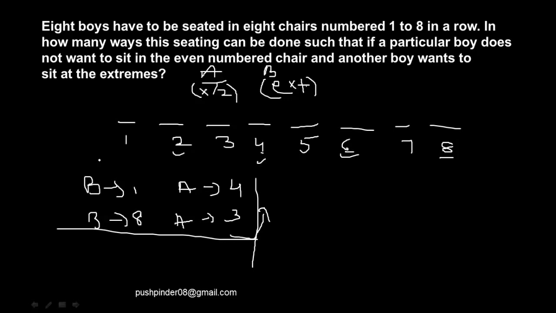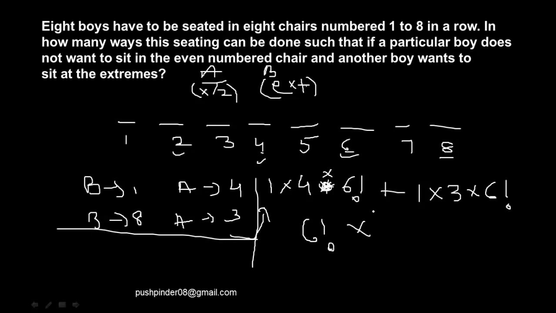Now let us make B sit on the first chair. How many ways to do that? 1 way, because we are making B sit on the first chair. And then how many choices does A have now? 4 choices, right? Fine. Then 6 boys left, 6 chairs left, so 6 factorial would be the number of ways. Sorry, this is a multiply. Plus, now we are coming to a different case. Let us make B sit on the 8th chair. One way to do that. A has only 3 choices left, 3 choices into 6 boys left, 6 chairs left, 6 factorial. So this is nothing but 6 factorial into 7, right?